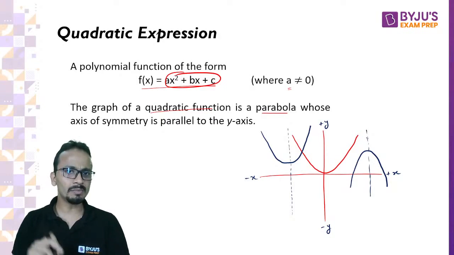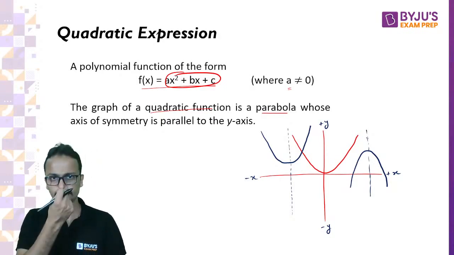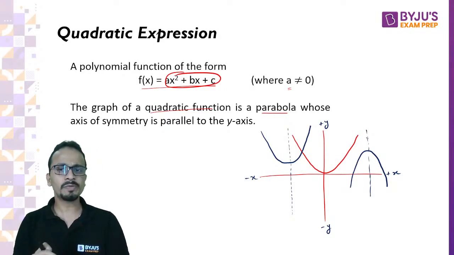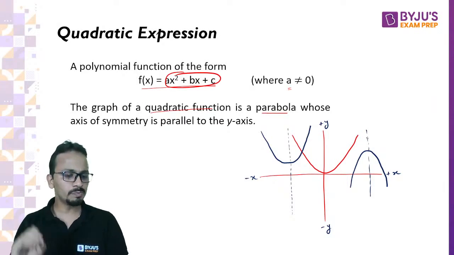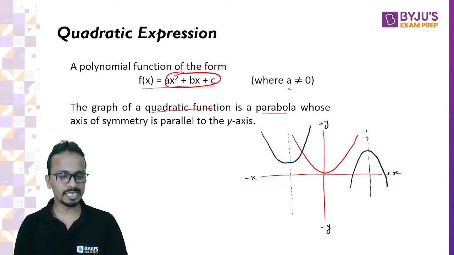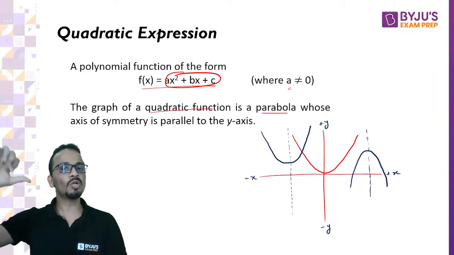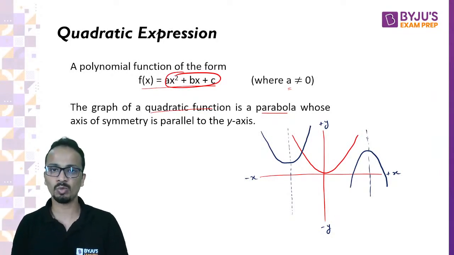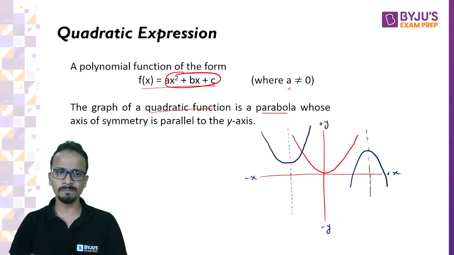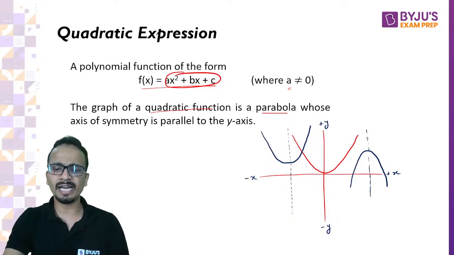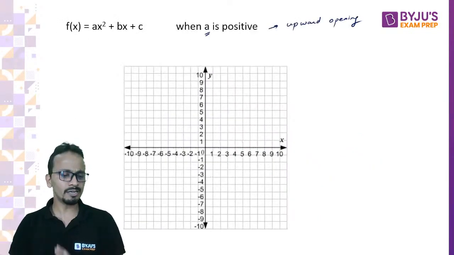Okay, I'll just quickly repeat about quadratic expressions: for a quadratic expression, the graph will always be a parabolic curve. It will be either an upward opening parabola or a downward opening parabola. These are the two possibilities. Forget about the axis of symmetry right now. You will understand it in a few minutes.